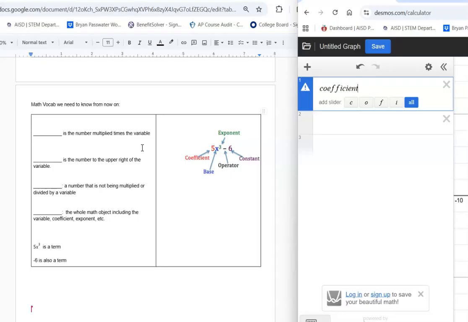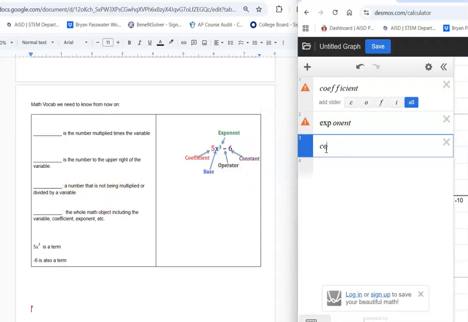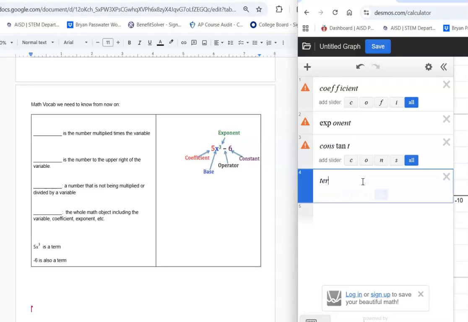All right. And the number in the upper right of the variable is called an exponent. We're not really going to deal with exponents yet in this unit. That's a lot afterward. Okay. So the number that is not being multiplied or divided by the variable is called a constant. Notice like this constant of minus 6 is just not being multiplied times the variable. It's being subtracted from it. And the whole math object, including variable, coefficient, exponent, whatever, is called a term, okay? We've done a lot of combining like terms so far in this class. So 5x cubed is a term, and also negative 6 is a term. They are different terms.